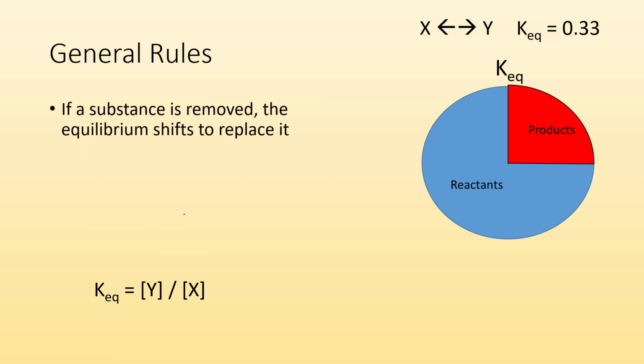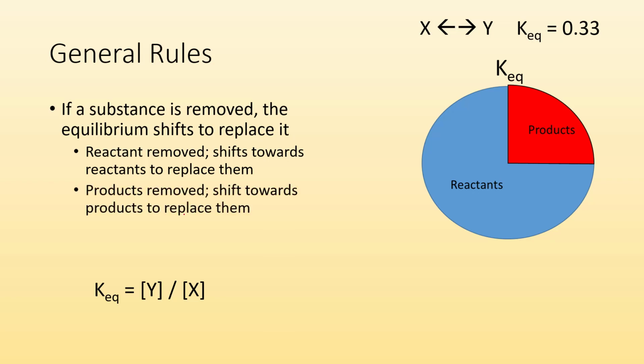Second general rule, if a substance is removed, the equilibrium shifts to replace it. So if I remove a reactant, it's going to shift towards the reactants to replace them. And if I remove a product, it's going to shift towards the products to replace them. So if I were to remove a reactant, I need to replace that. So I'm going to have to remake some reactant, so I'm going to use up the products.